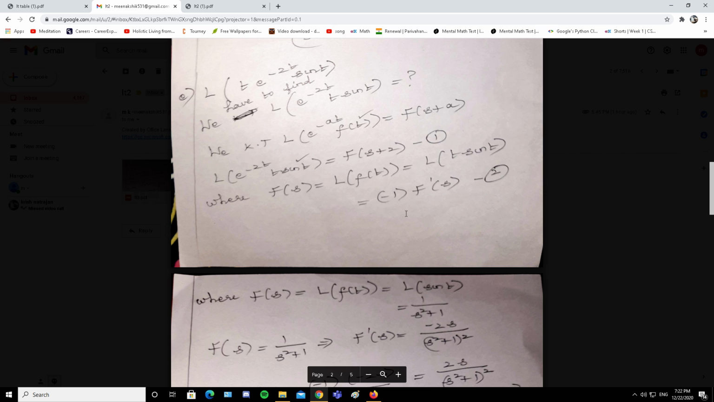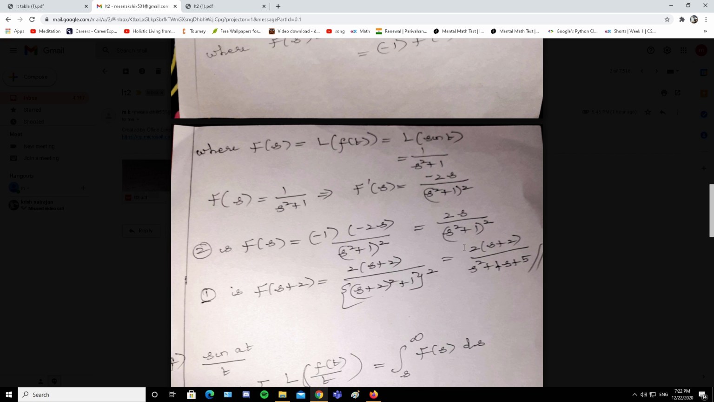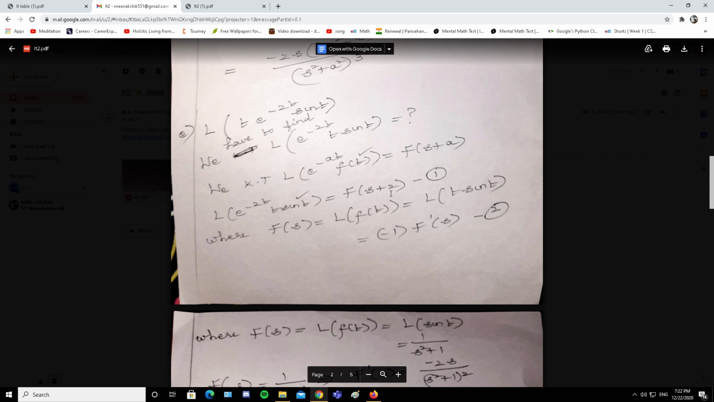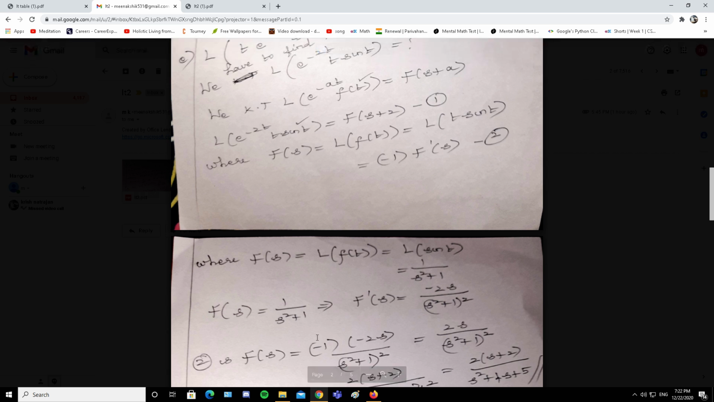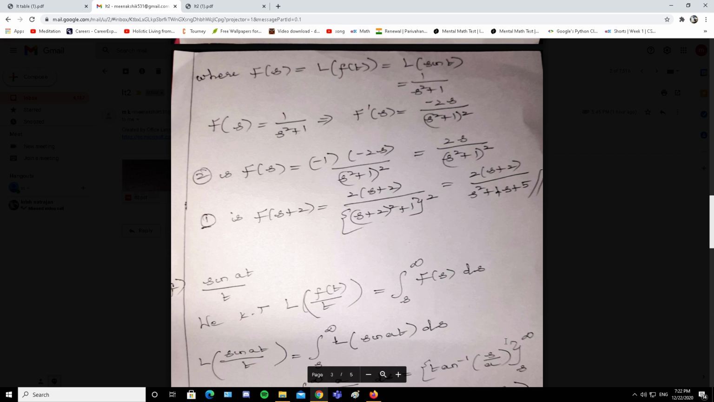So what is the right side of equation 2? F of s equals minus 1 into minus 2s by s square plus 1 the whole square, so that is 2s by s square plus 1 the whole square. Now what is the answer for us? F of s plus 2. So if f of s is 2s by s square plus 1 the whole square, for f of s plus 2 you just have to replace s by s plus 2. That's what we have here.